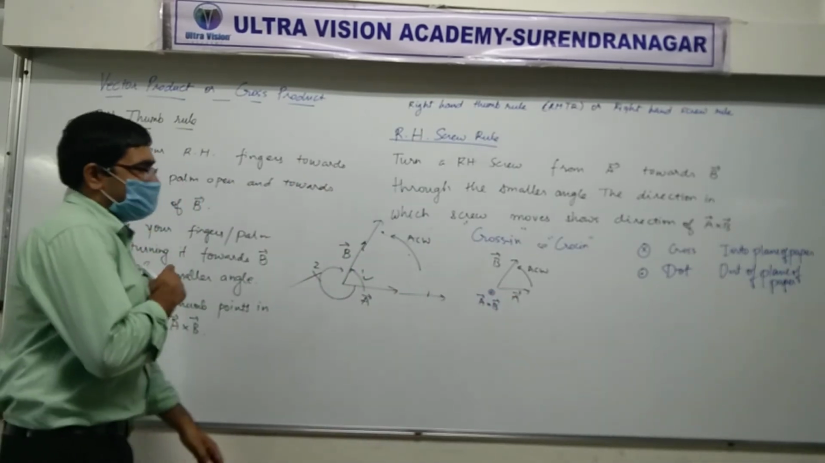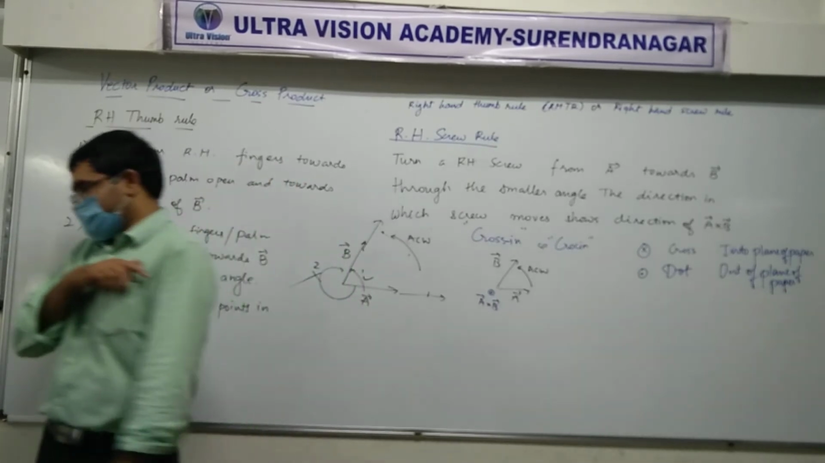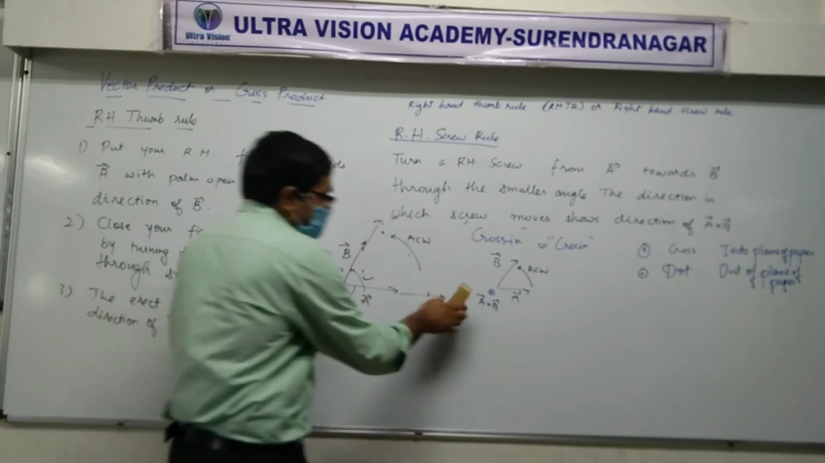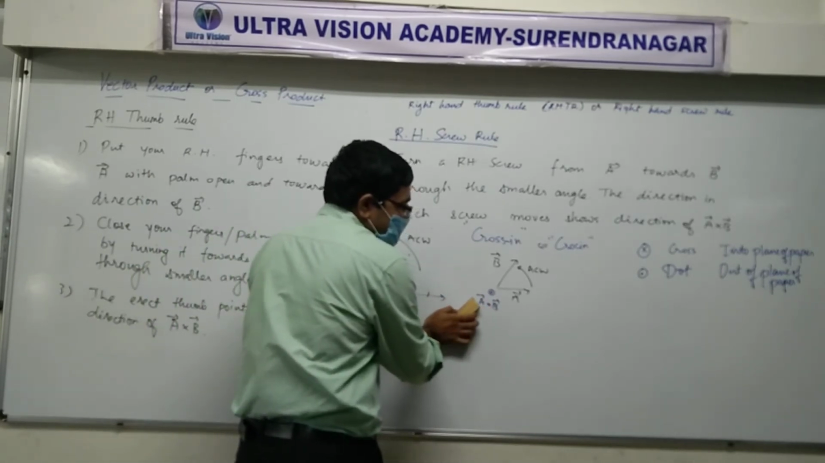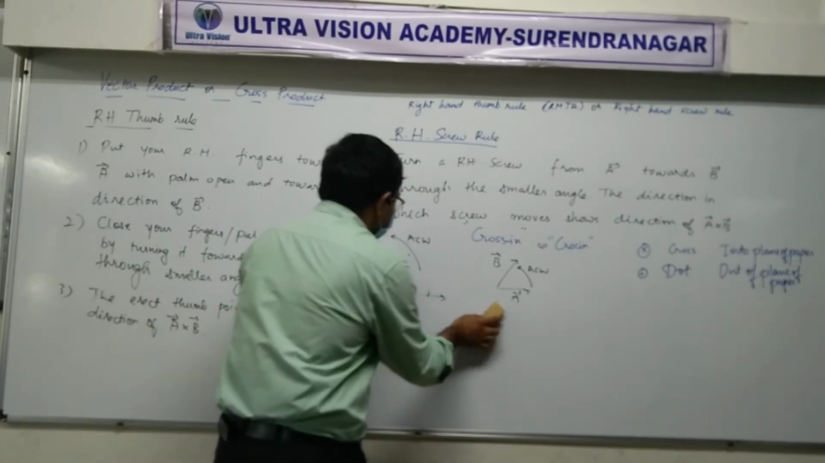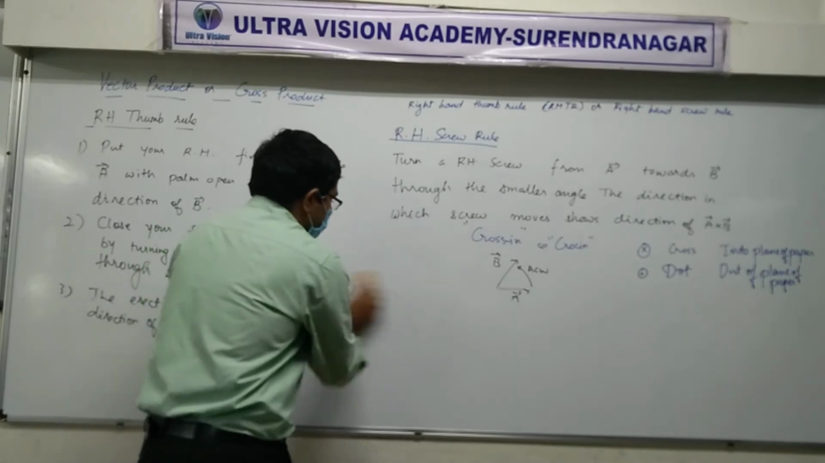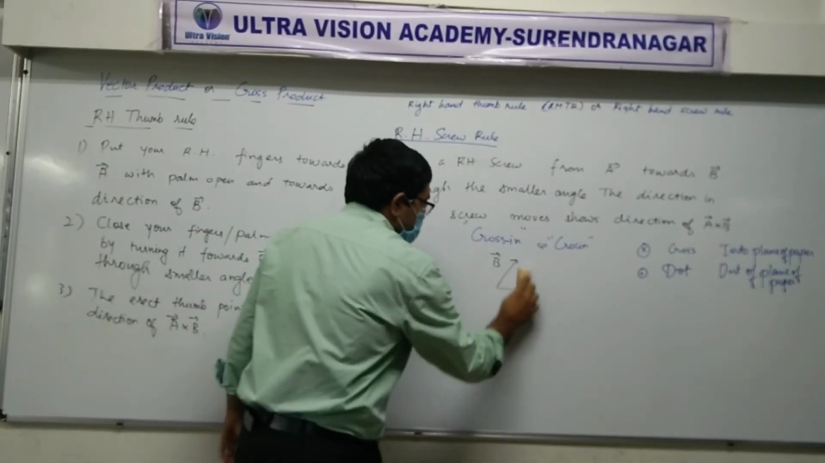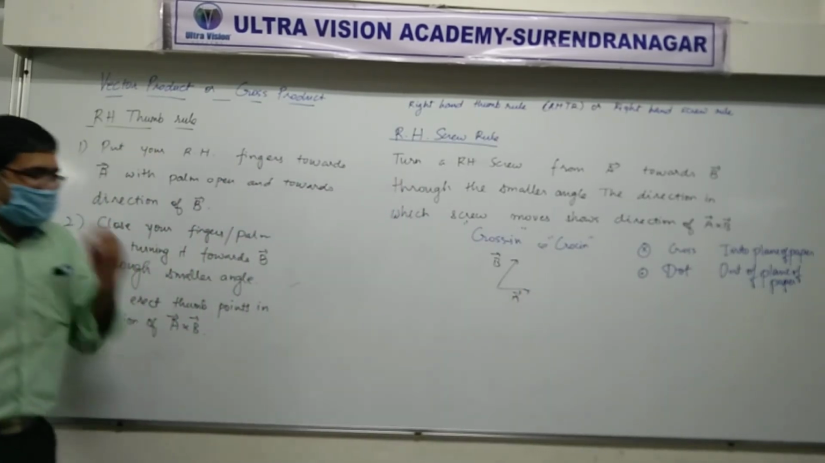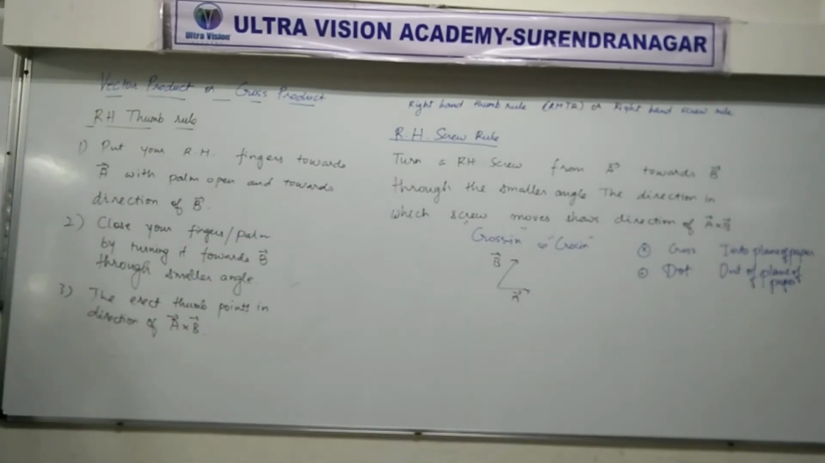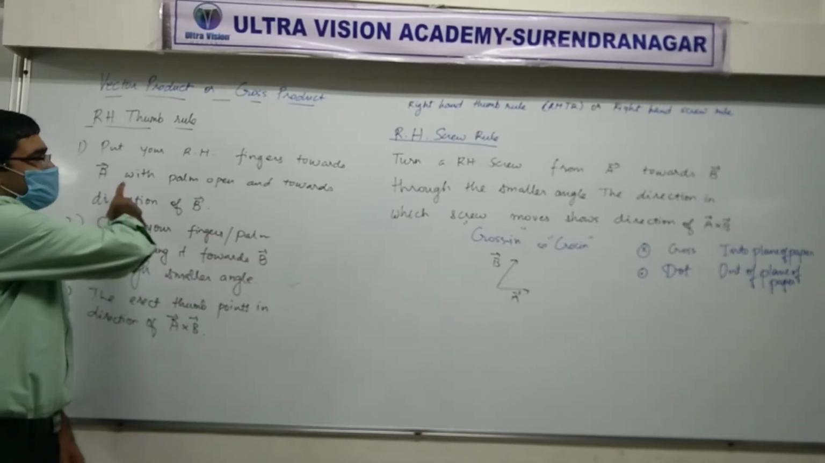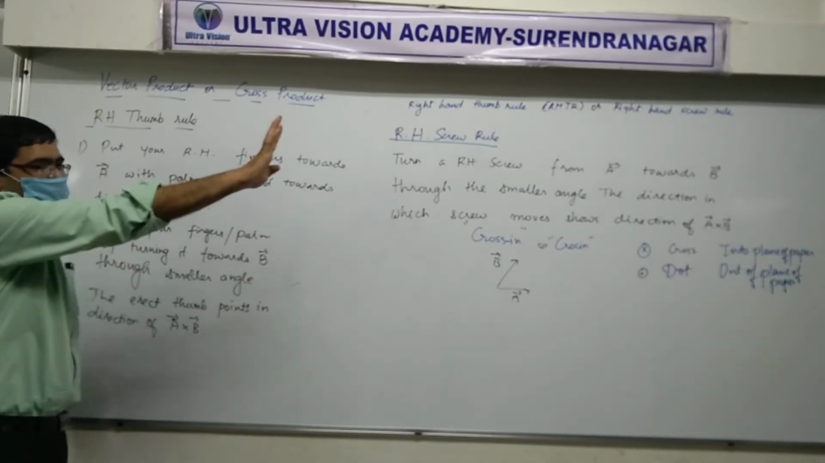Okay. Now let's start using the right hand thumb rule properly. What do the steps say? Now I will have to erase this. Okay. So we are going to use the right hand thumb rule for this particular case. So let's begin. Where is A vector? A vector is in which direction? Right side. Correct or not? Yes. In the front. Put your right hand, compulsory right hand.